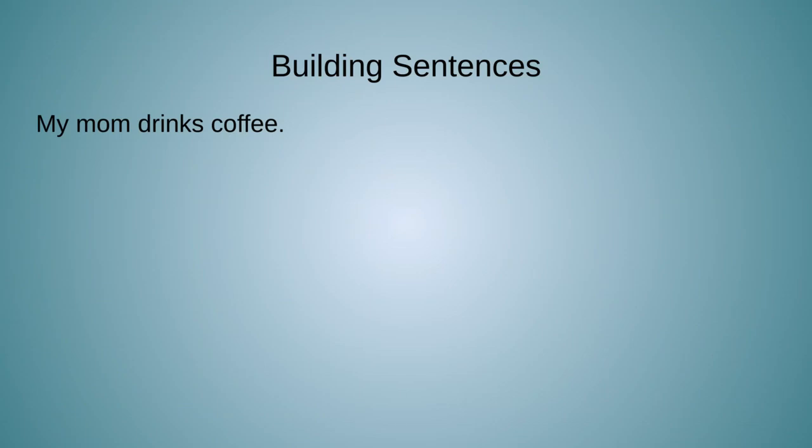So we're going to begin by building sentences using our conjunctions. When we read and write, we should strive to make what we are saying and what we are writing interesting. We can do that by adding words called conjunctions to join phrases and sentences. So, my mom drinks coffee. We could add different conjunctions to make the sentence longer, more interesting, and have more details.